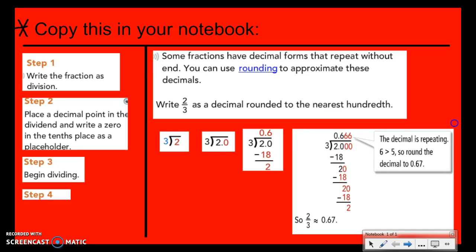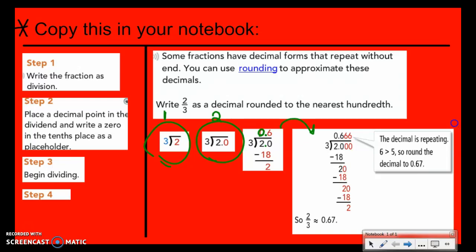Okay? Step 2, place a decimal point in the dividend and write a 0 in the tenths place as a placeholder. So, here's your step 2. Alright, in step 3, begin dividing. You know how to do long division. We've been doing it for like 3 or 4 years now. 3 can't quite go into 2, but it can go into 20. That'd be 6 times, it would be 18. You have a remainder of 2, and so you can keep on going.